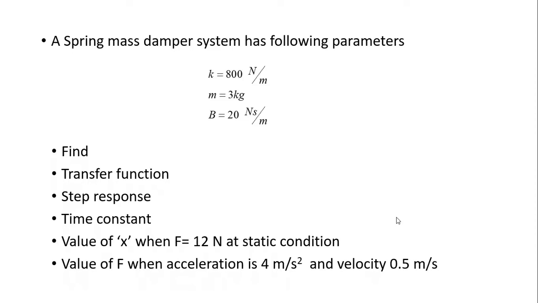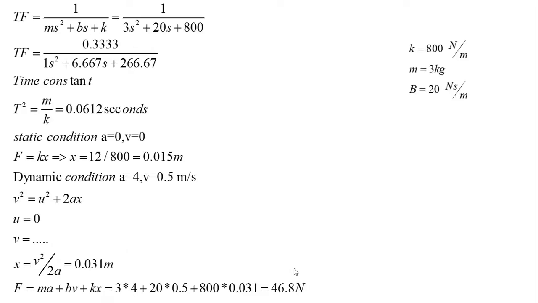Here we have to find out the transfer function, step response, time constant, the x value at a force of 12 Newton, which is the static condition, and next the F value when velocity and acceleration are given as 0.5 meter per second and 4 meter per second square respectively.